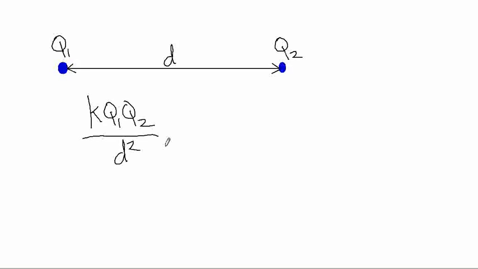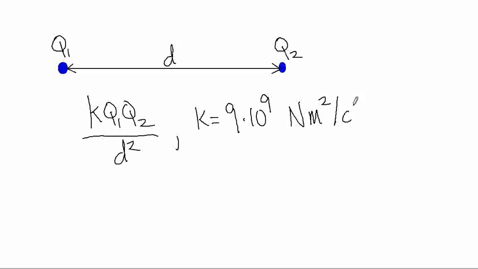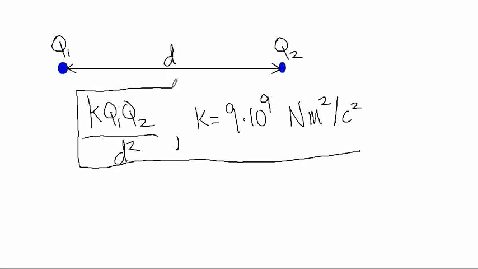K times Q1 times Q2 divided by d squared, where K is equal to 9 billion newton meters squared per coulomb squared. This is the Coulomb's law formula for electric force. This will allow you to calculate the magnitude or the strength of electric forces.